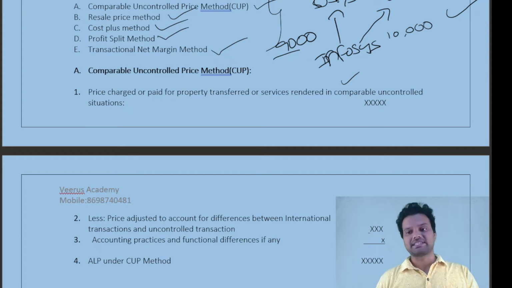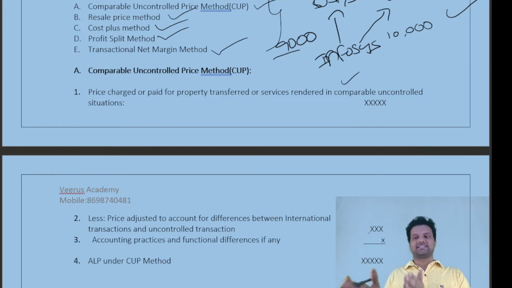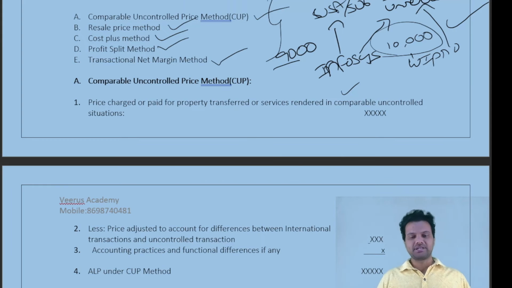Now, this is what is external. External is like comparing Infosys with Wipro. That is an external comparison. That is the external CUP method. In this example, 10,000 is the arm's length price and 1,000 should be added back to the income of Infosys. Now, can this 10,000 be directly taken as the arm's length price? The answer is no. So we cannot directly take 10,000 as the arm's length price.